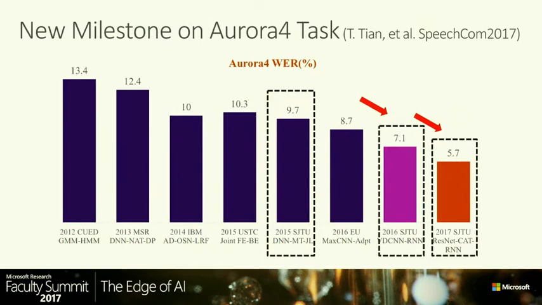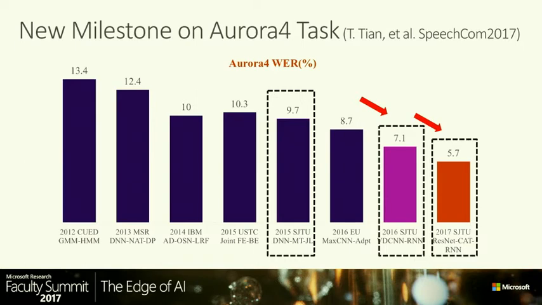Now, let's have a look at the system comparison on the standard noisy speech recognition task, Aurora 4. Here we list the best system performance for each year over the last 5 years. The first bar is the previous system using the shallow model, which I developed at Cambridge University in 2012. The remaining ones are the systems using deep models, and the results with the dashed line box were developed in our lab.